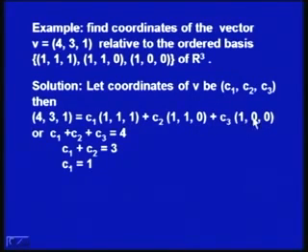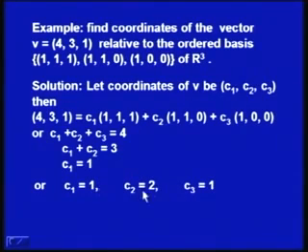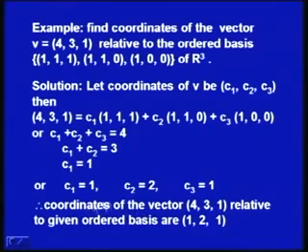So, this equation is actually equivalent to this set of three equations. C1 is equal to 1, we have already obtained. We substitute this in this equation, this gives me C2 is equal to 2, and substituting these two values in this equation gives me C3. So, C1 is equal to 1, C2 is equal to 2, C3 is equal to 1 is the solution of this set of equations, or we can say that the coordinates of vector (4,3,1) relative to the given ordered basis are 1, 2 and 1.